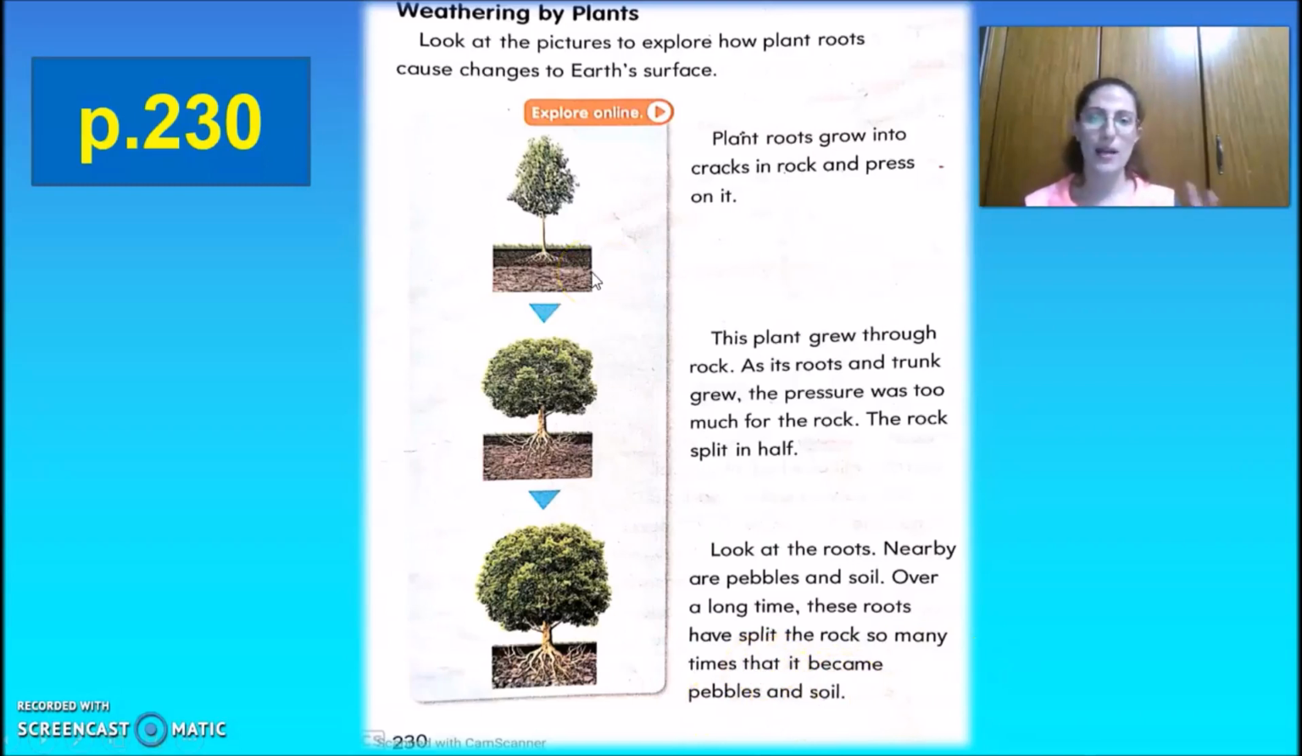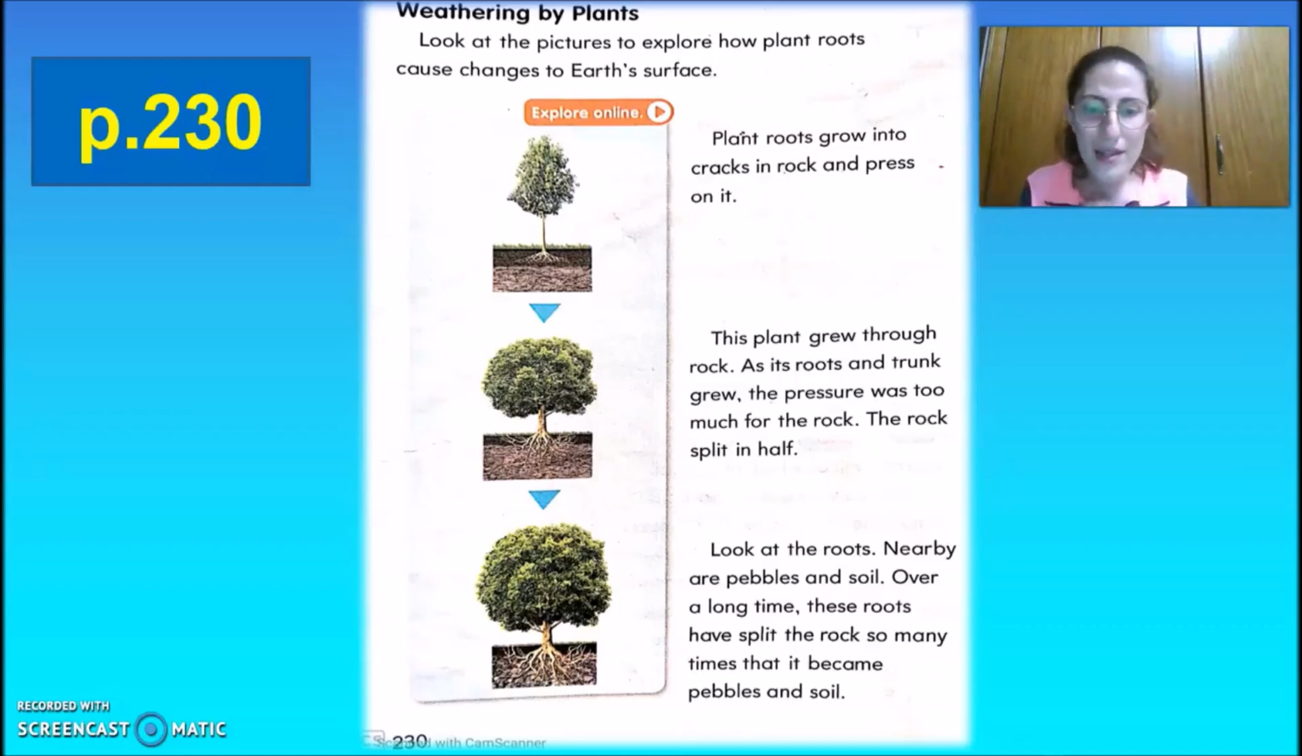So what's happening? I'm going to start explaining. The plant roots grow into the cracks in the rock, and they press on it, they push on it. Now, as the plant grew through the rock, as its roots and the trunk grew more and more, the pressure became stronger and stronger, and the rock split in half. It broke into two pieces, okay? So the pressure was too much, and what happened? The rock split in half.